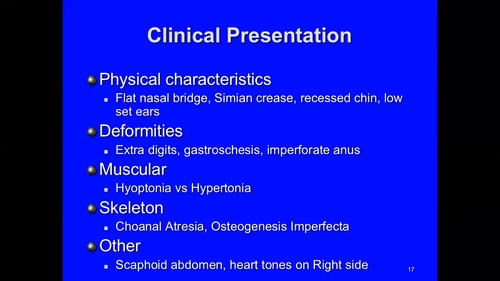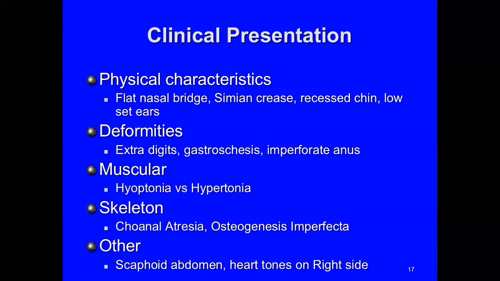The other conditions like a receding, recessed chin, and low-set ears. So these are some physical appearances in a patient with respiratory distress syndrome, in newborn babies. Some show deformities like extra digits, polydactyly, gastroschisis, and imperforate anus.